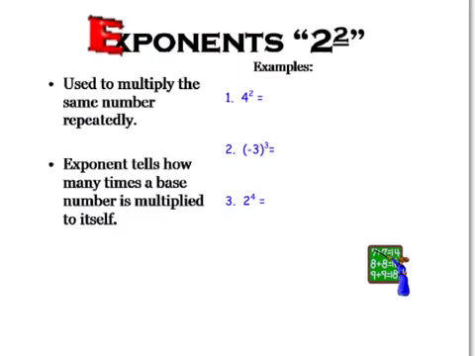Okay, now we're going to rock out on some exponents. Now what an exponent is, it shows how many times a number is multiplied. How many times the number is going to be multiplied by itself. So we know that 4 squared means 4 times 4, which equals 16.